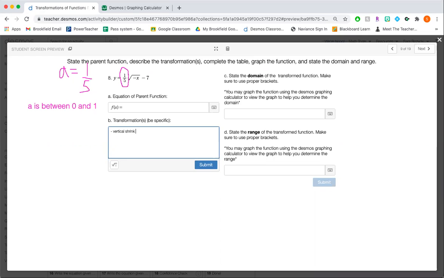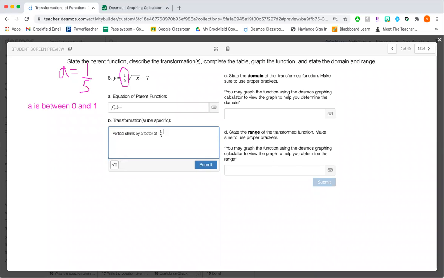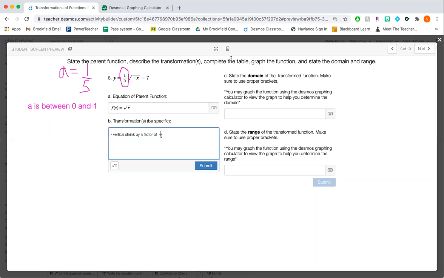So what's happening here is they're pushing the graph down, and it's getting wider, yes, but it's shrinking vertically. They're smushing it. So vertical shrink by a factor of 1/5. And I'm sitting over here moving my arms as if you can see me, but you can't. But it's a vertical shrink by a factor of 1/5. So they're smushing it down. Oops, I forgot to type in my parent function, which is square root.